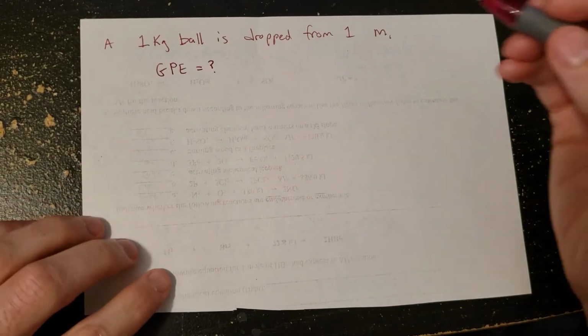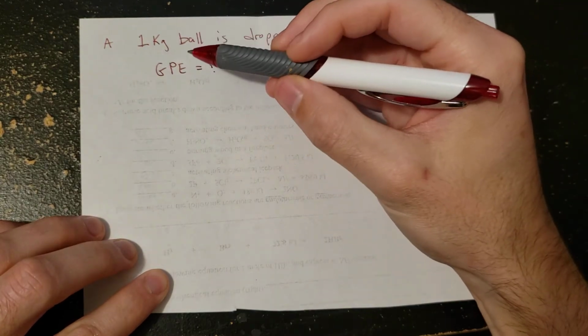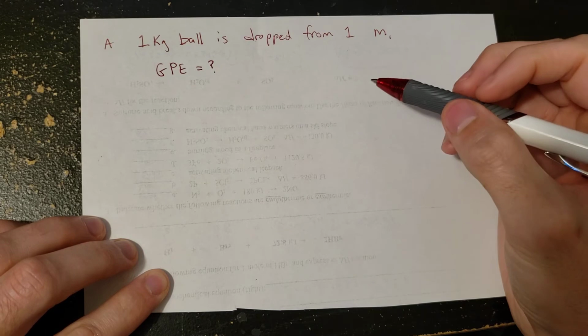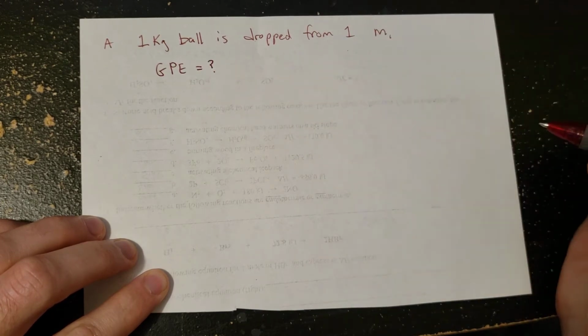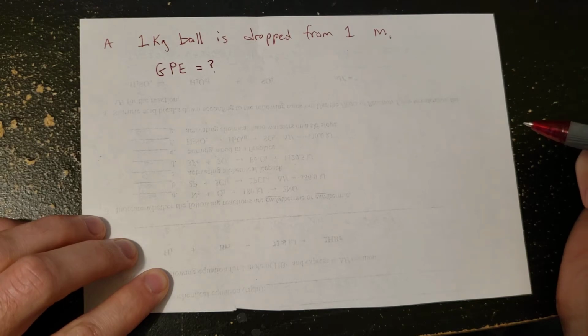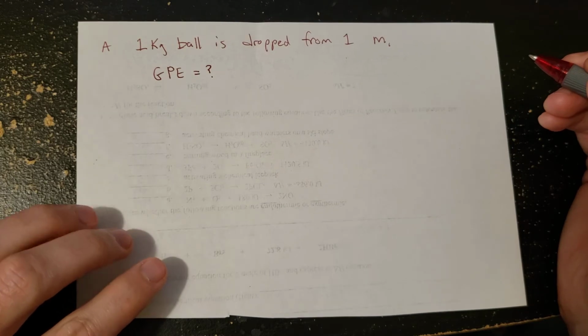I have another sample problem for you. This one is about potential energy, and it's the potential energy of an object being dropped from a known height. So we've got a 1 kilogram ball dropped from 1 meter, and we're looking at how much potential energy it has just before it's dropped, or as it's dropped, and just before it hits the ground.